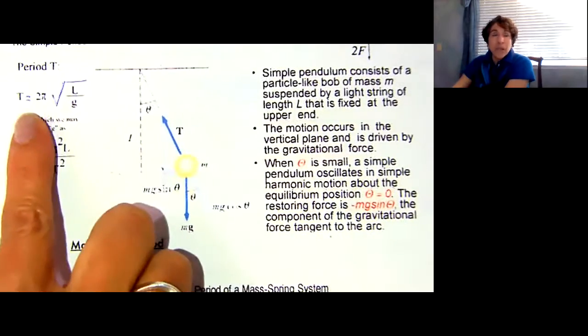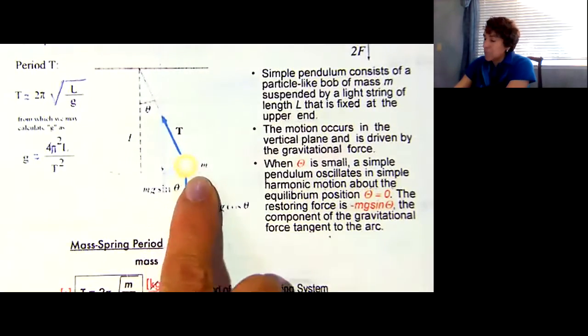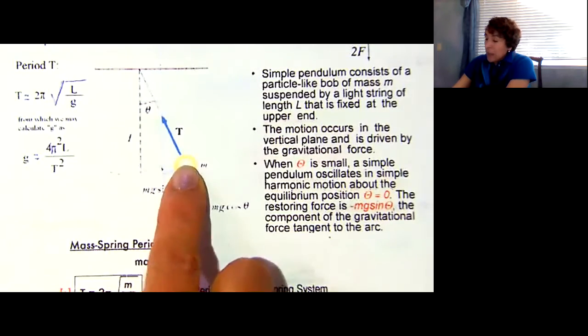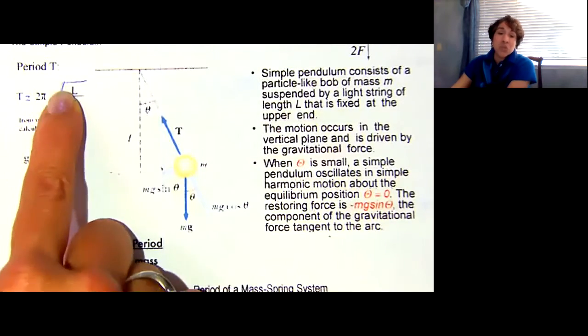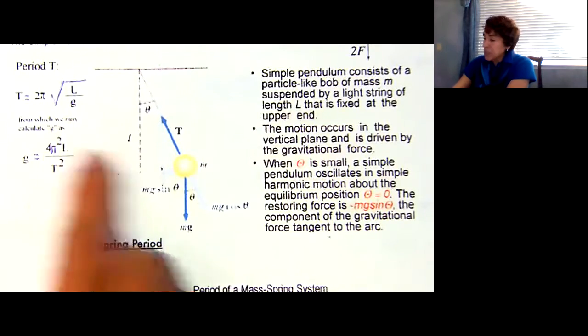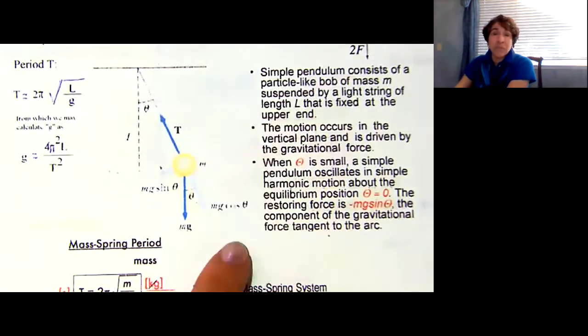Pi is very useful. So the period of a bob, and here's my little bob that's going to swing back and forth, is 2 pi times the square root of the length of the string divided by little g, acceleration due to gravity. So you can take a look at this, what a simple pendulum is.